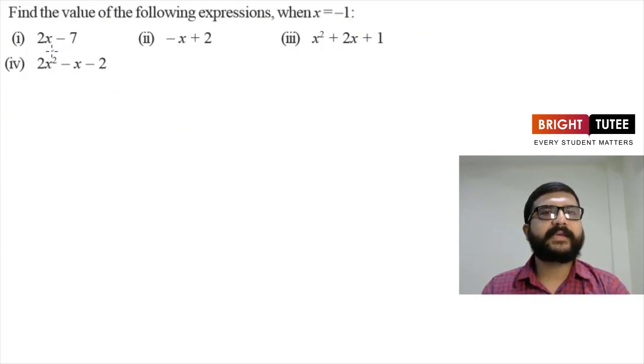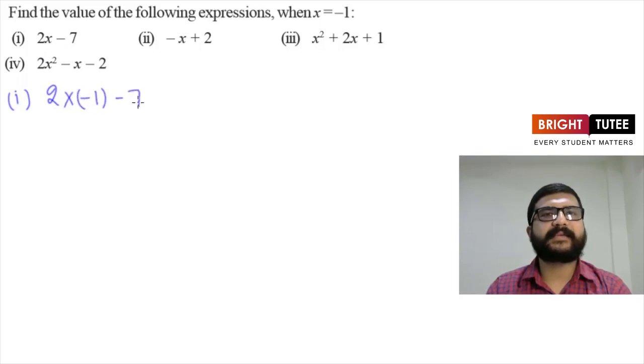So here the first expression is 2x minus 7. So what we are going to do, we are going to put x equal to minus 1. So this will be 2 into minus 1 minus 7. Now 2 into minus 1 is minus 2. So this is minus 2 minus 7 and this will be minus 9.